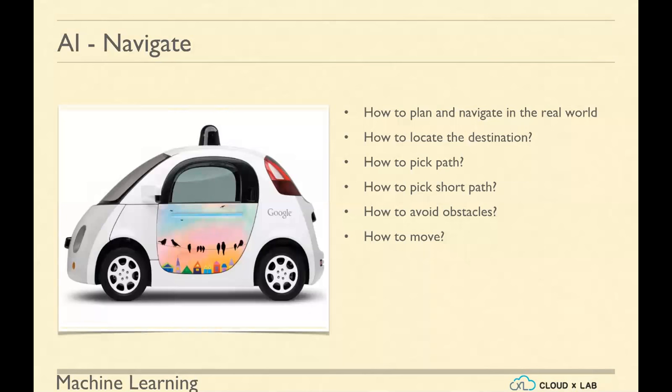Should we use wheels? Should we have motors? Should we, and so on. So navigation is a very hard problem, and we are still not very advanced. Though we have the self-driving cars, which are able to achieve all of this in the real world.